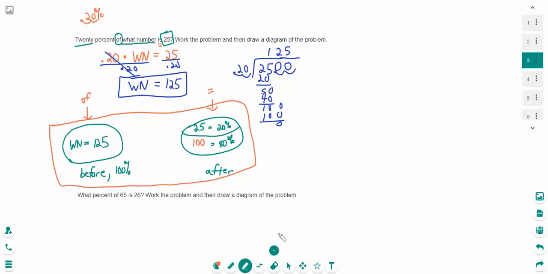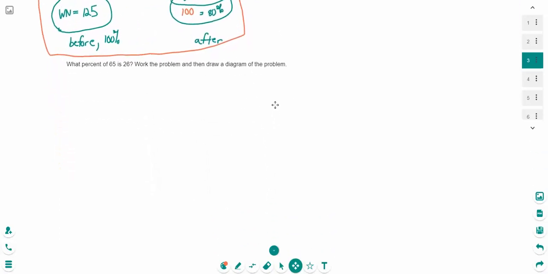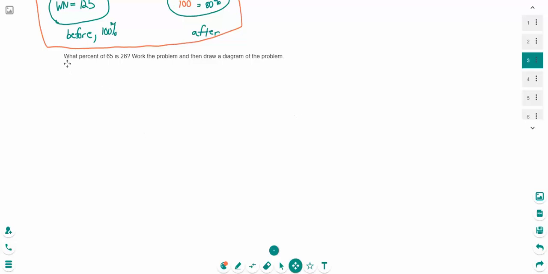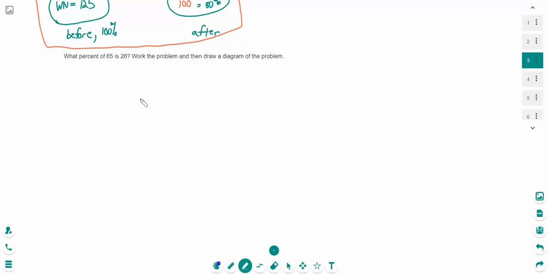All right, so let's continue here. Let's try another one and see if these can get any trickier. So the next problem: what percent of 65 is 26? Then we have to work the problem and draw the diagram again. So let's first work the problem. What percent? Now this is interesting because it's not what number in this case, it's what percent. So I'm going to write that as WP representing what percent. And then we have our "of" 65, "is" equals 26.